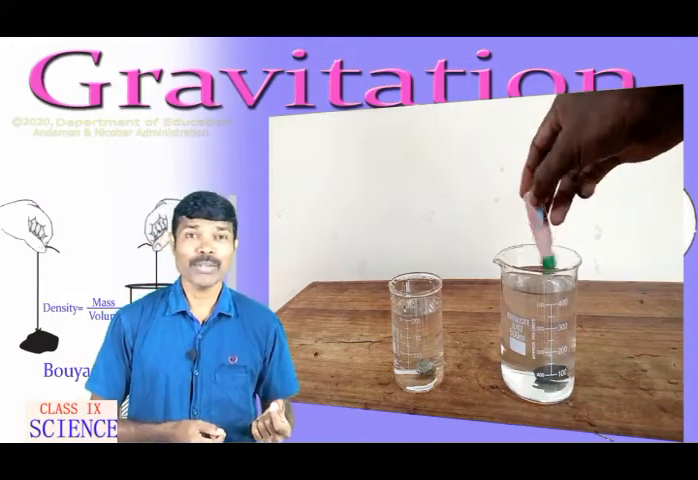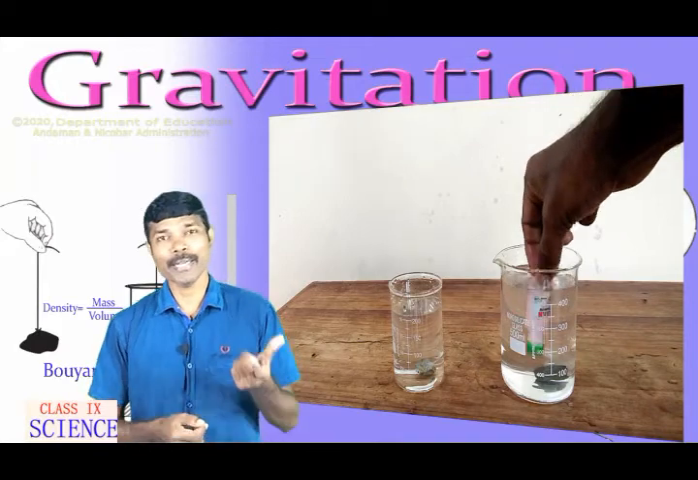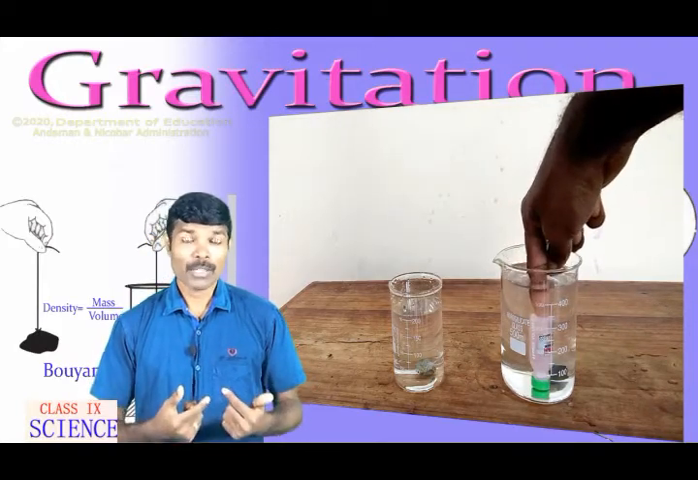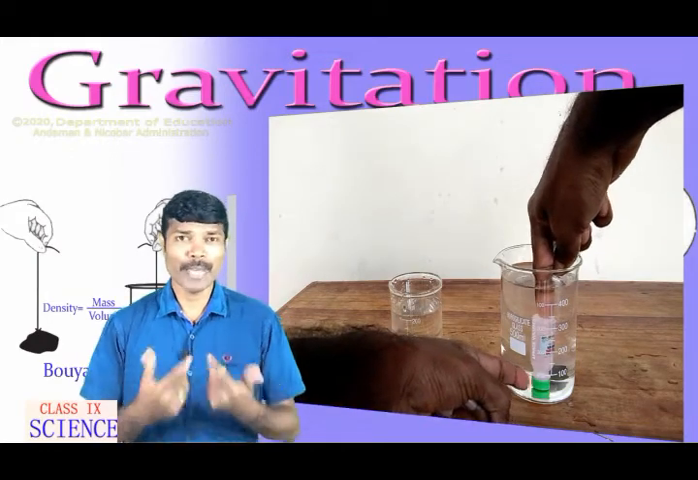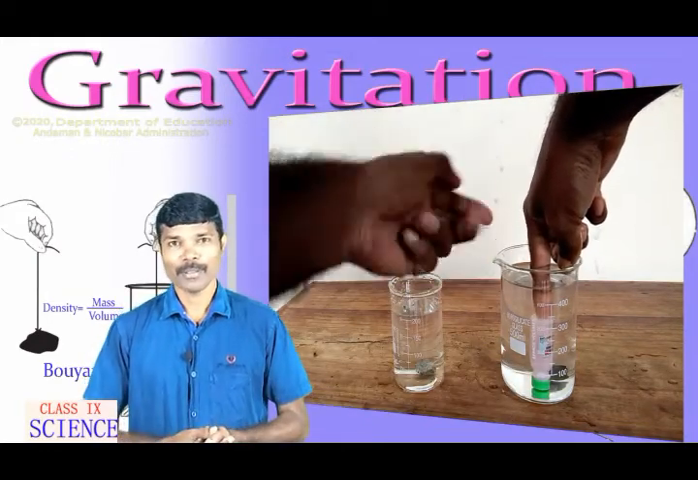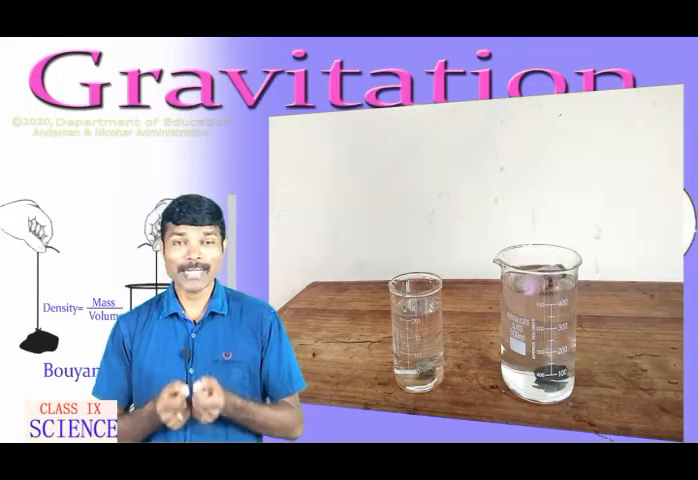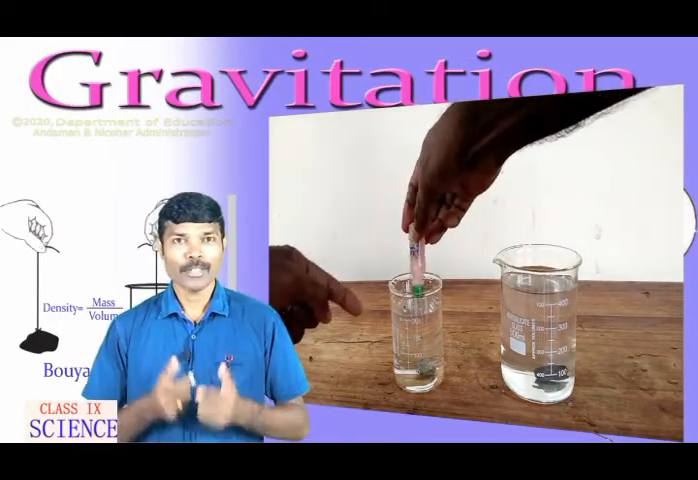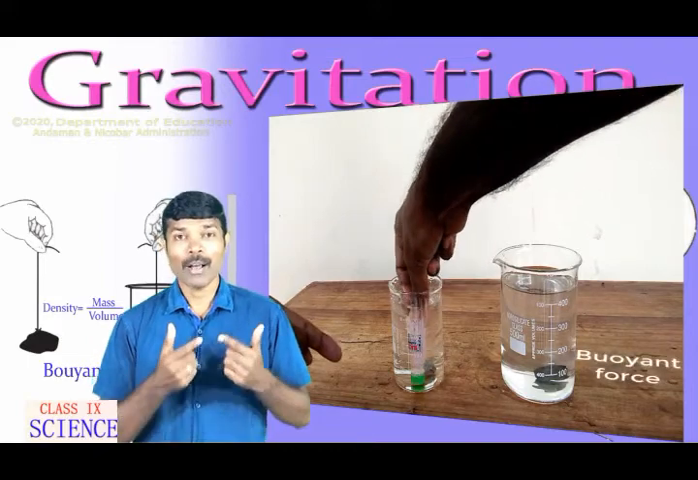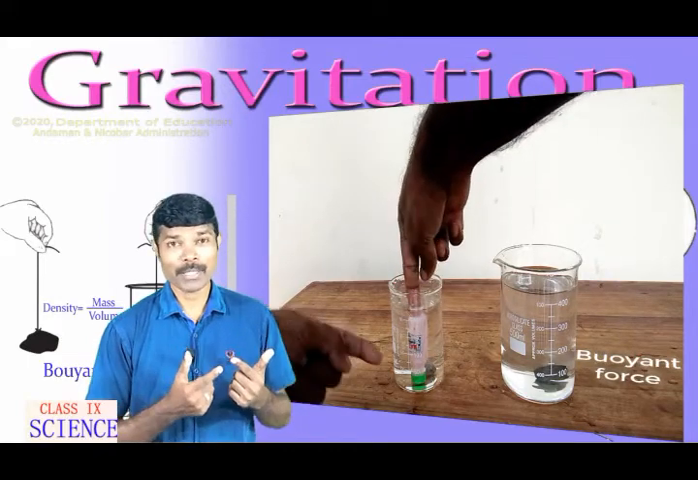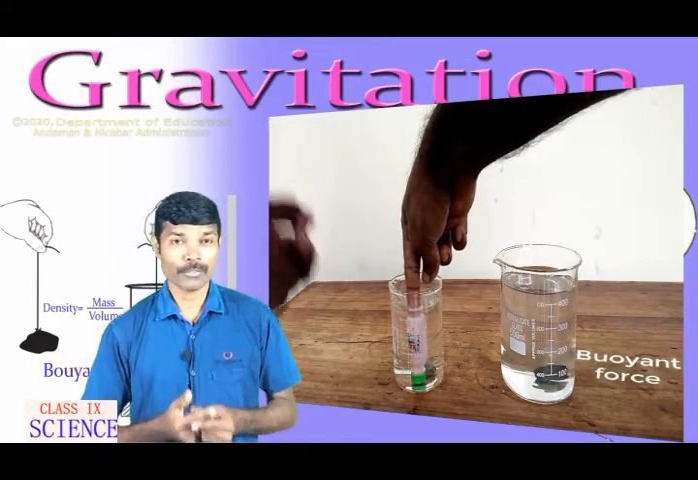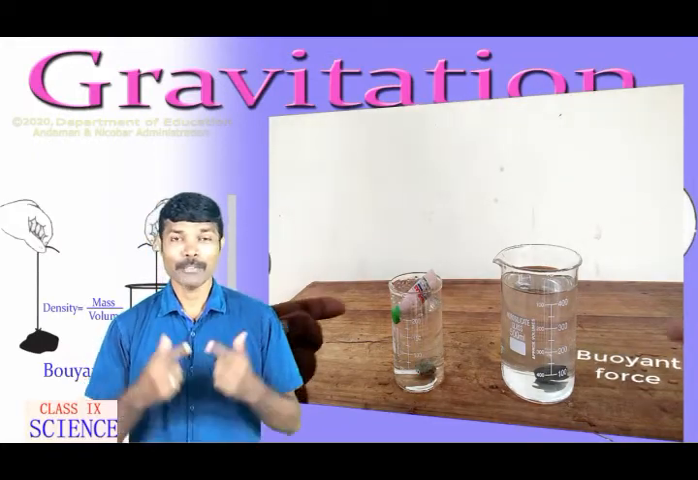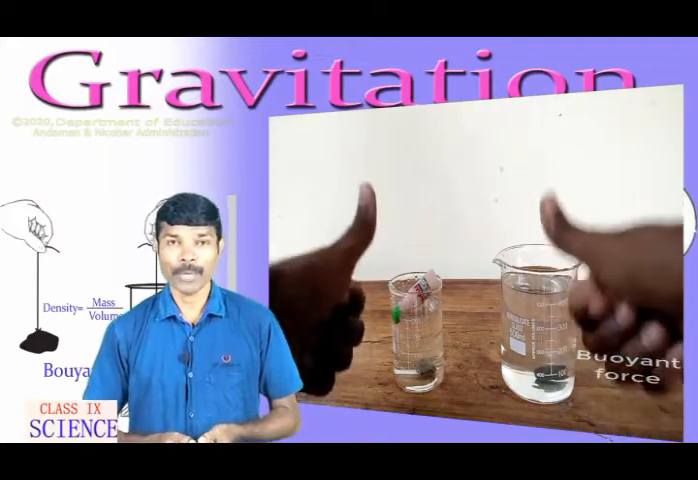But as soon as you release the bottle, immediately it comes and floats over the surface of water. The water bottle comes with certain force. Where does the force come from? This is the force exerted by the fluid towards upward direction. The force with which the empty plastic bottle comes over the surface of water is called buoyant force, and the phenomenon is known as buoyancy.